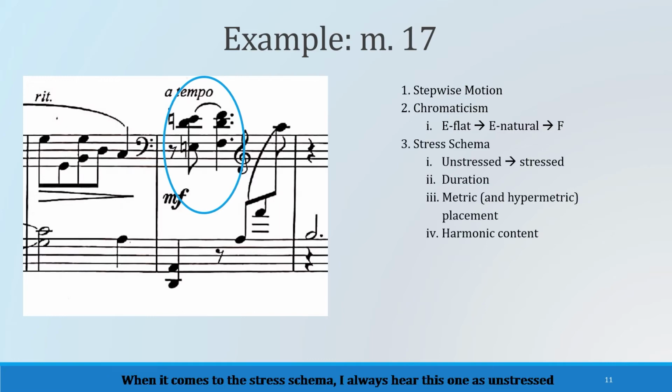And when it comes to the stress schema, I always hear this one as unstressed moving into stress, partially because that eighth note is shorter than the dotted quarter, but also because it is on the offbeat moving to a beat, and the hypermetric placement is on a very strong hypermeasure, so the downbeat gets a lot of emphasis and that offbeat feels much less stressed.